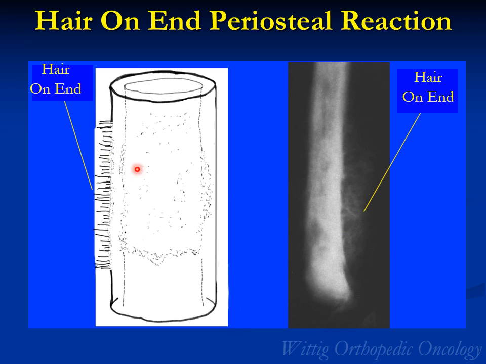This is a hair-on-end appearance where the periosteal reaction is more perpendicular as opposed to at an angle. Again, they're indicative of rapidly growing tumors, very worrisome for malignancies.